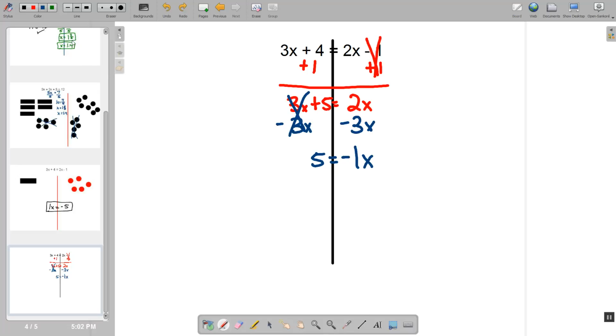Well, now I have one extra step. I have to divide both sides by -1 because I need my x to be positive 1x. And positive 1x ends up being equal to -5.